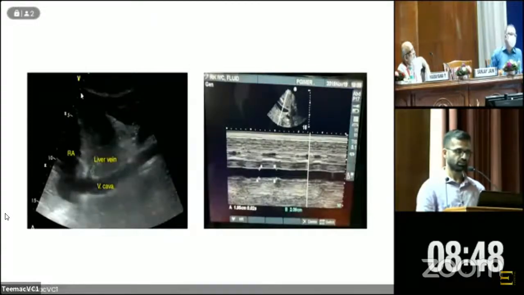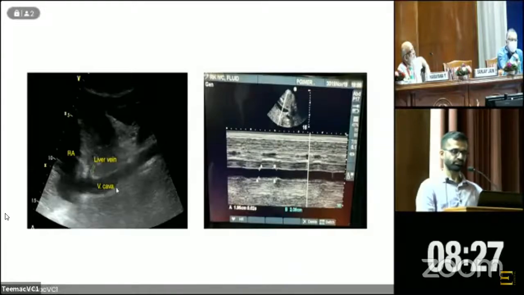This is the view we would expect once the probe is in the right position. Towards the left corner is the right atrium. Draining into the right atrium is the inferior vena cava, and this is the hepatic vein draining into the IVC. So we should measure 1 to 2 centimeter below this junction, or 3 to 4 centimeter below the right atrium.